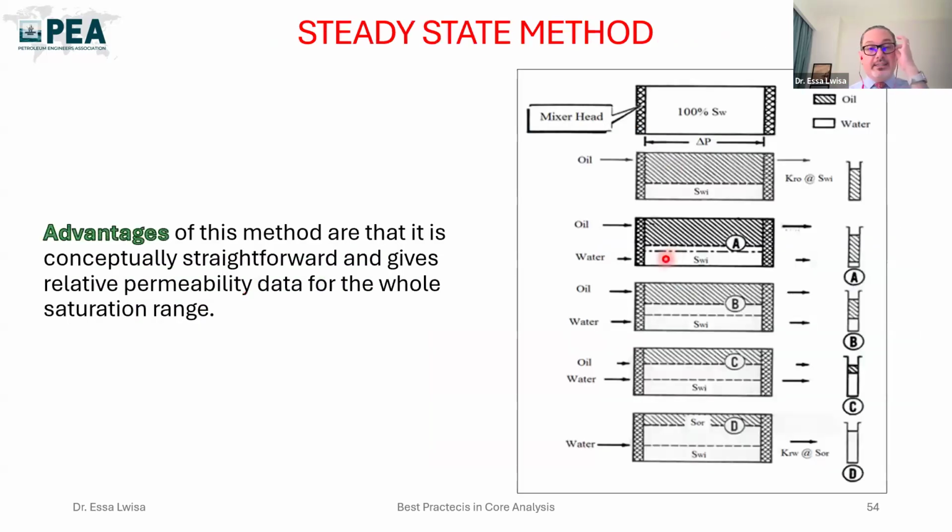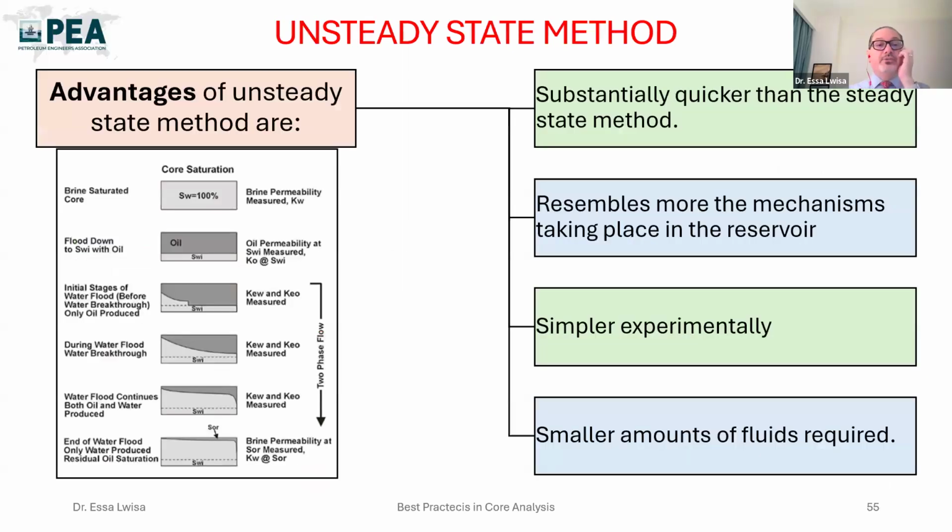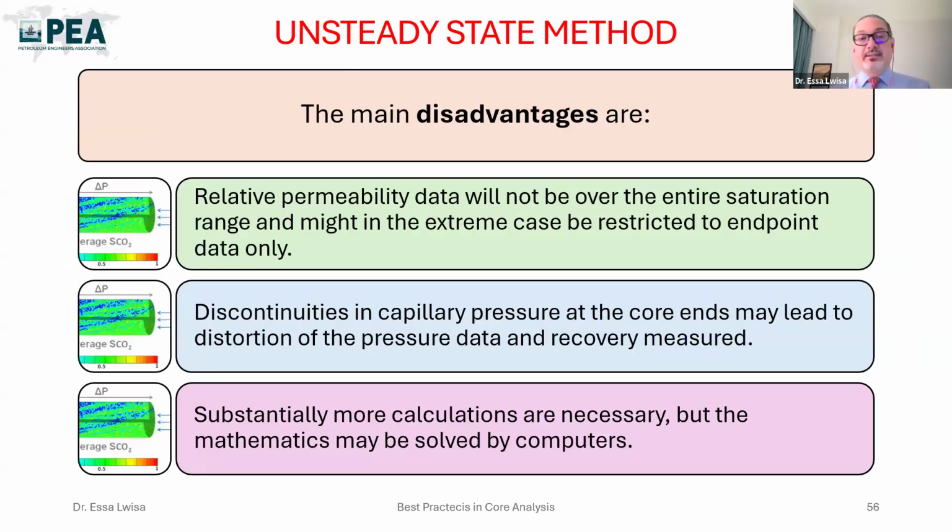In steady state, as you can see here, you inject both phases together. In unsteady state, you just inject one phase. So the sample is saturated with brine, you inject oil. Or the sample is saturated with oil, and you inject brine. Here are the disadvantages of the unsteady state. Relative permeability data will not be over the entire saturation range and might, in the extreme case, be restricted to the endpoint data only.